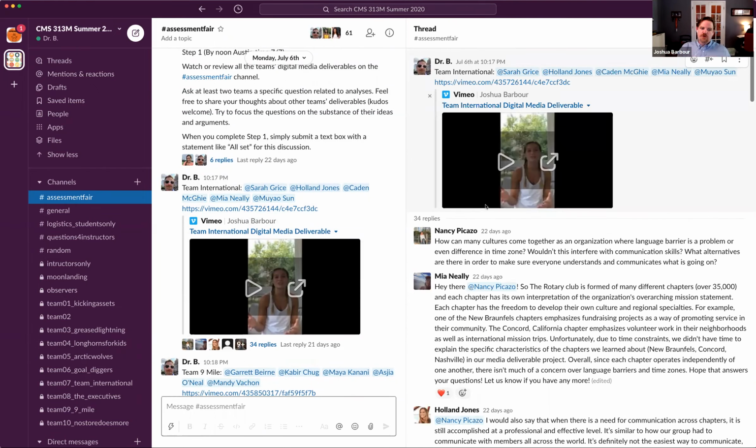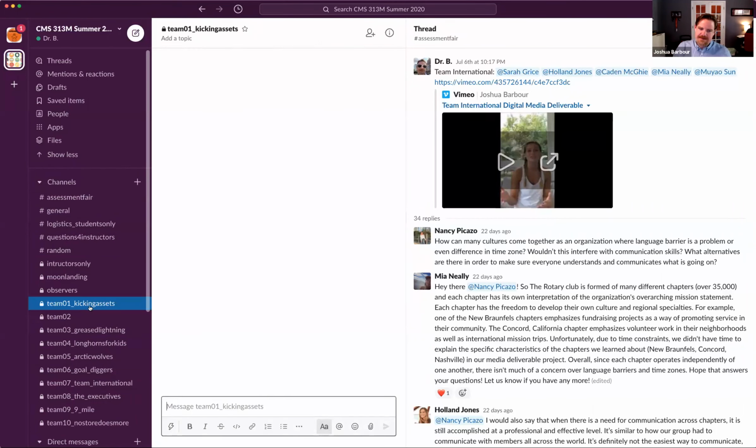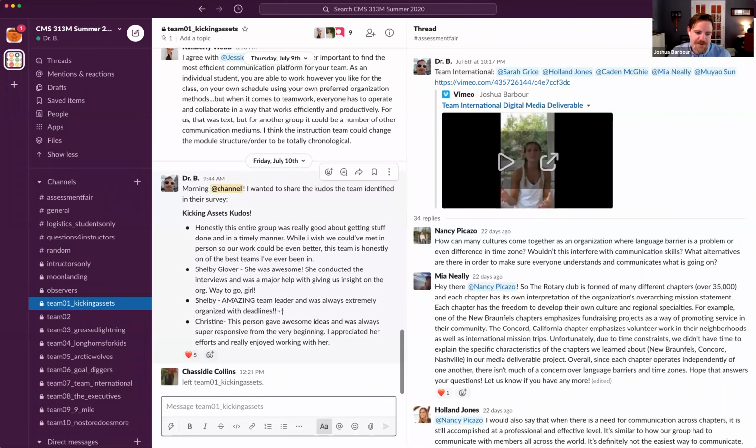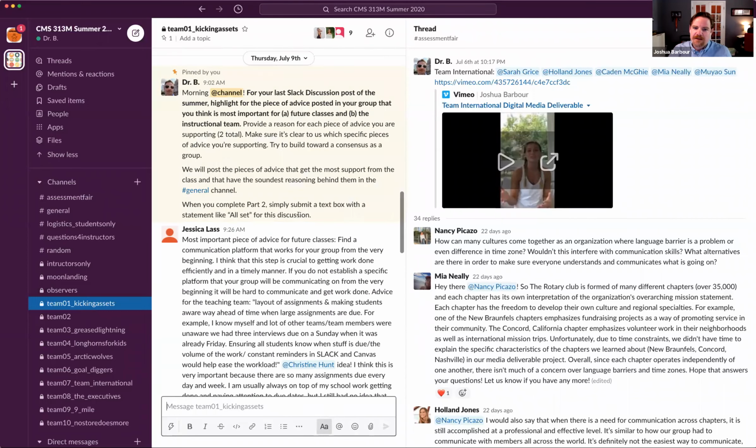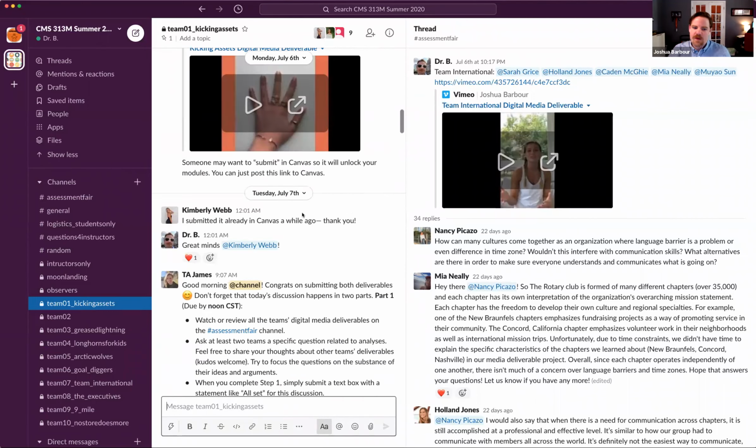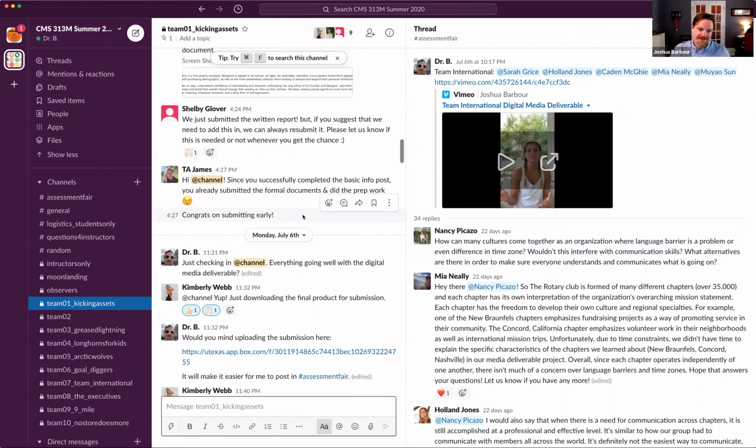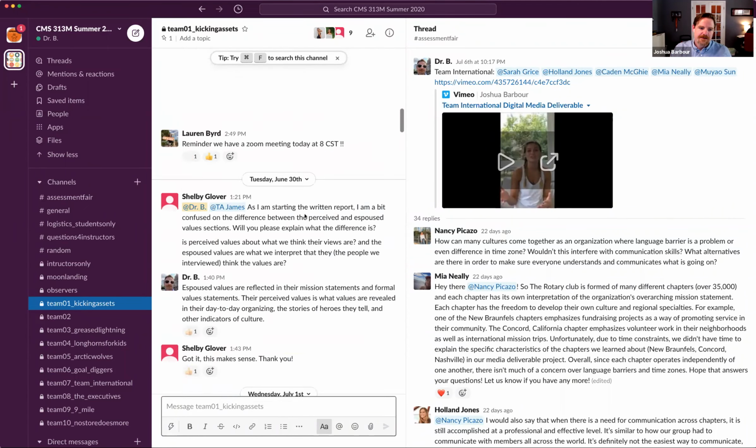Because I think the first question that you asked, Mary, was how do I structure things in Slack? And this is how. So each discussion in some cases gets its own channel. That's what's over here on the left-hand side, the channels. But in some cases, a team will get a channel. So this team, for example, called themselves the Kicking Assets. They came up with their own names. And over the course of their weeks together, they would have multiple Slack discussions in here.